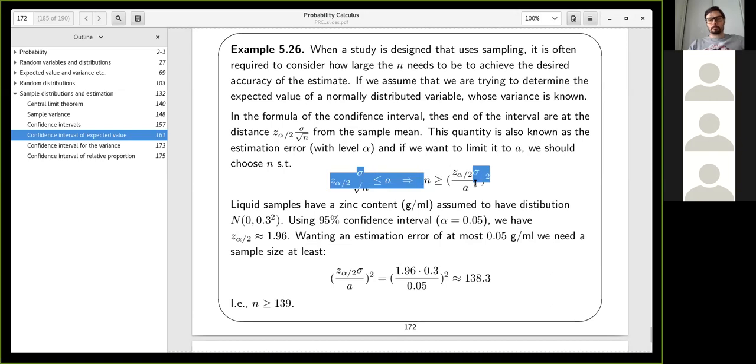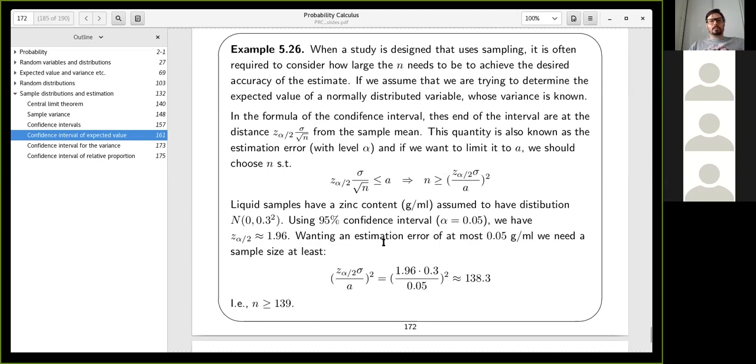Okay, so this is your width. This is your margin of error, if you will, this A. This is how much half of the interval is. So if you want that half, one-sided error on the interval to be less than or equal to A, you solve this for n, then n has to be larger than z alpha times sigma over A, squared.